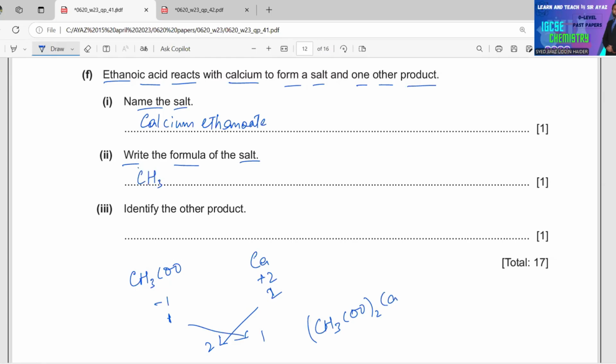CH3COO whole twice Ca. Identify the other product in this reaction. The reaction between acid and metal, you will always get hydrogen gas in this reaction.